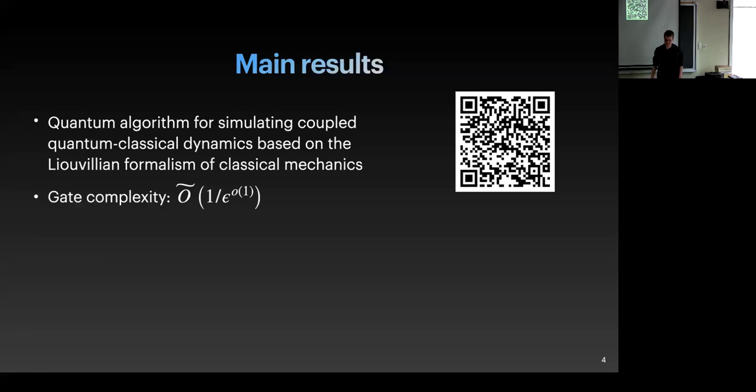And what we show is that the gate complexity, so the number of quantum gates you need to simulate such dynamics, scales as follows. You have this big O tilde, which is really just saying you're hiding subdominant logarithmic factors. The scaling goes like 1 over epsilon, where epsilon is the desired precision you want in your simulation, to the little o(1). Little o(1) just says it's smaller than any constant, so essentially subpolynomial scaling in 1 over epsilon.